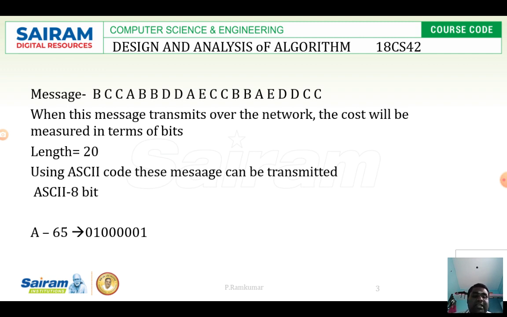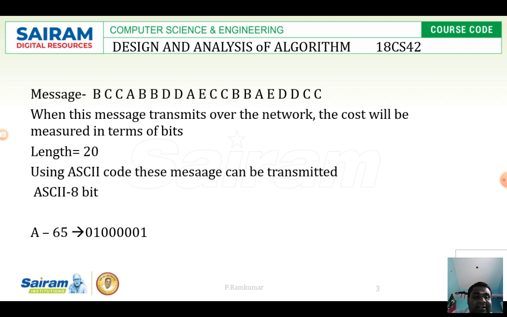So in ASCII, capital A will be represented as 65, and 65 will be represented in 8-bit binary format. Capital B value will be 66, and 66 will be represented in 8-bit binary format. Capital C will be 67, and 67 will be represented in 8-bit binary format. Likewise, up to E, all the characters will be represented in 8-bit binary format.